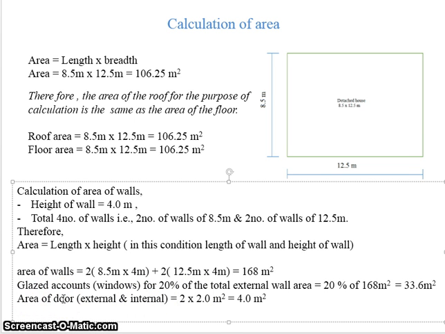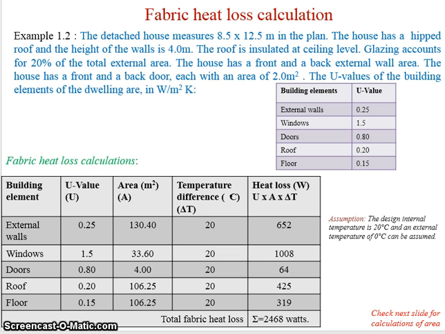Area of doors: we have 2 doors, an external door and an internal door. Each door is 2 meters. So 2 multiplied by 2 meters is 4 meter square. So the area of doors is 4 meter square. Now go back to the table.